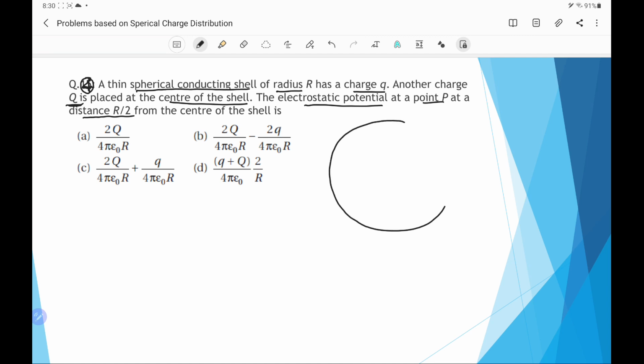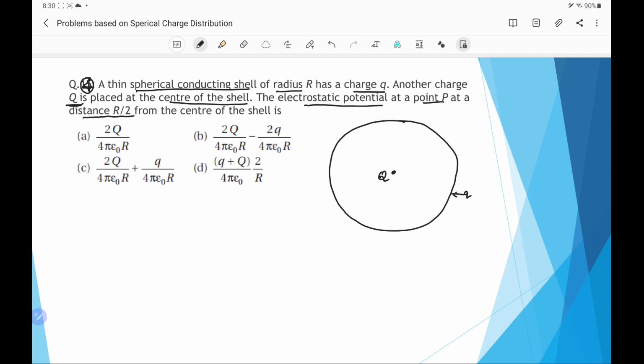This is the spherical shell. It is thin, that means the inner portion of this shell is empty. It has charge q, which is distributed over its surface because it is a conducting shell, so charge lies on the outer surface. Another charge Q is placed at the center, so here at the center charge Q is placed.